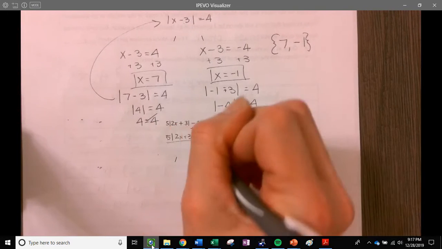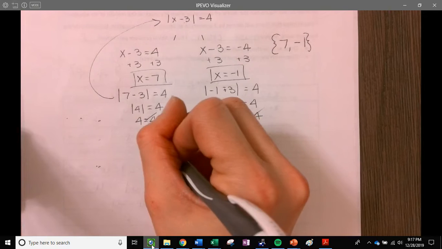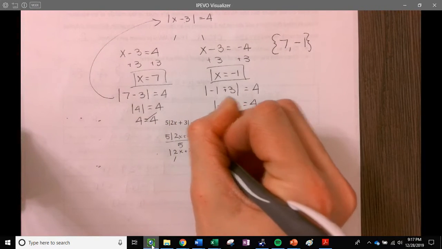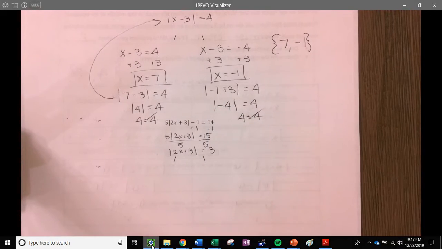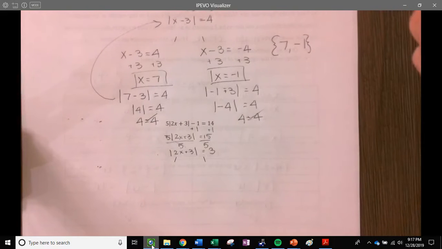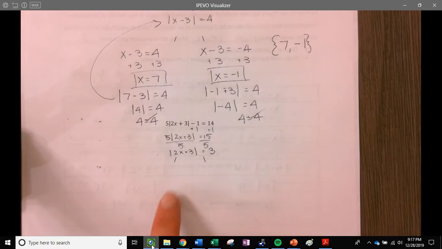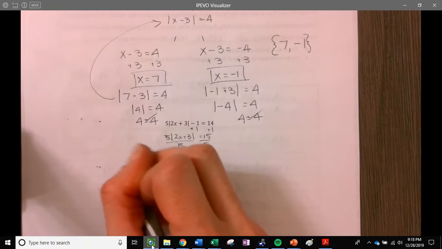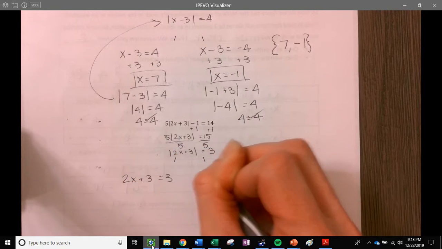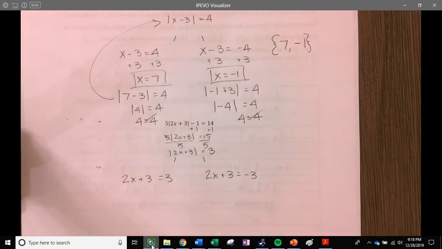Okay, well now we're on to something, because if we divide this side by 5 and this side by 5, we have the absolute value of 2x plus 3 equals 3. 15 divided by 5 is 3, right? These things cancel out. 5 divided by 5 is just 1, and 15 divided by 5 is 3. So now we can branch. We isolated, and now it's time to branch. Drop the brackets, and we have 2x plus 3 equals 3, and 2x plus 3 equals negative 3.